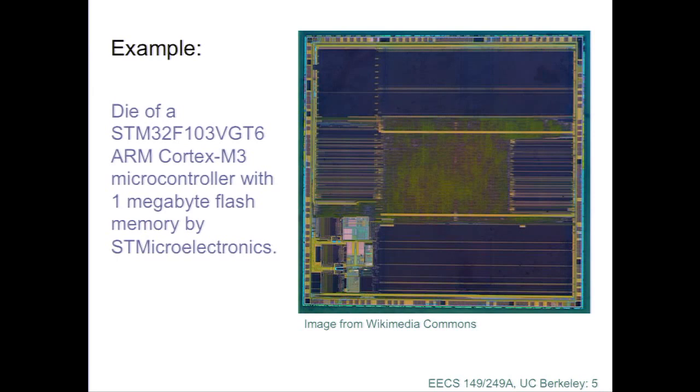This is a die photograph of a fairly popular embedded systems processor, an ARM Cortex M3, which is a 32-bit microprocessor. It has a megabyte of flash memory right on the chip. I believe the flash is that block at the top, and down here is dynamic RAM. In the middle is the processor. If you're a circuits person, you can probably recognize a standard cell design in that central part of the chip.